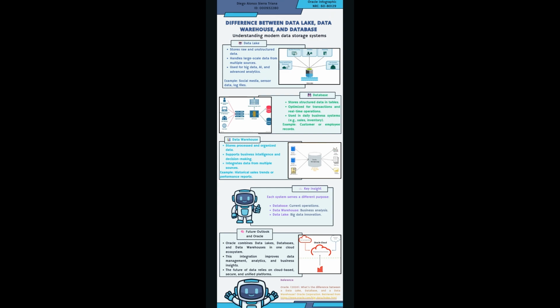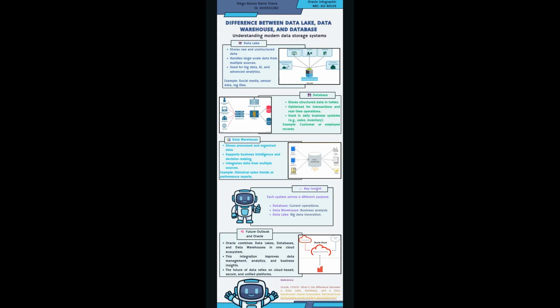A data lake is used to store large amounts of raw data from many different sources, both structured and unstructured. It allows organizations to keep all their data in one place and process it later when it's needed for analytics, reports, or machine learning. For example, social media, sensor data, log files.